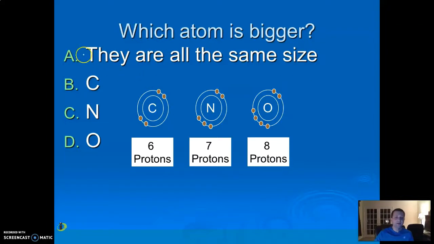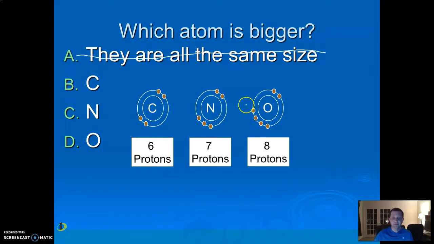Okay, so you may want to think it's A, that they're all the same size, but that is actually wrong. Yes, they all have 2 levels of electrons. That's true. But those could vary a little bit in distance between the nucleus and that outer shell. So they all have 2 energy levels, but because of the number of protons changing, that's going to change our size by a little bit. So just think about it. Carbon has 6 protons, nitrogen has 7, oxygen has 8.